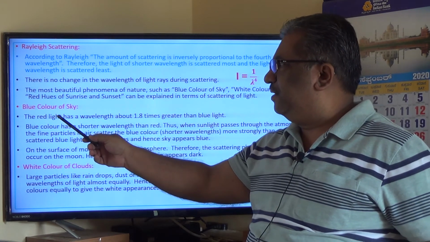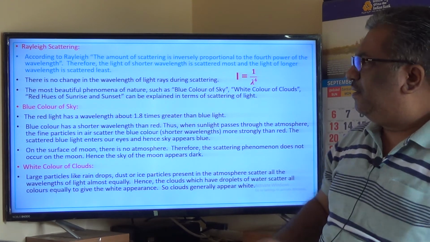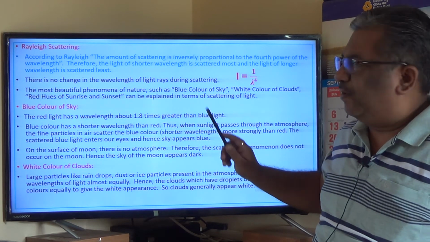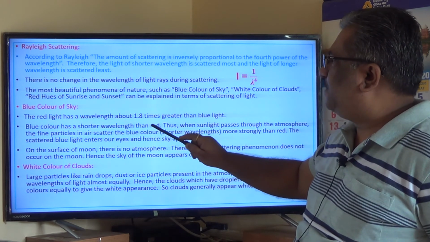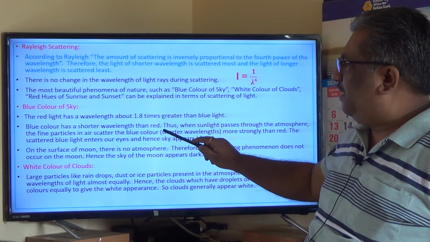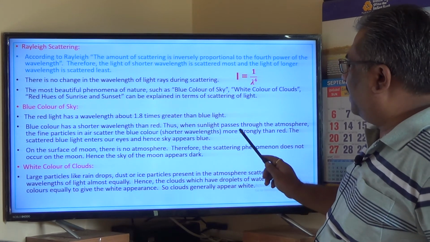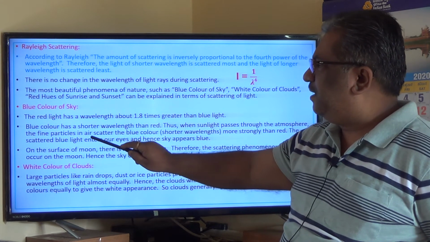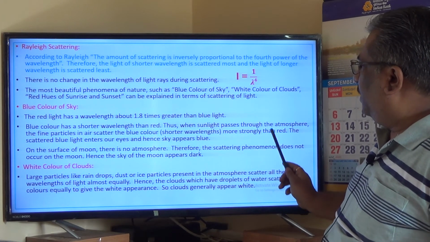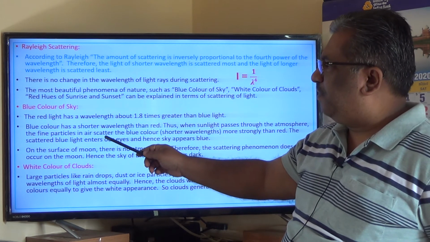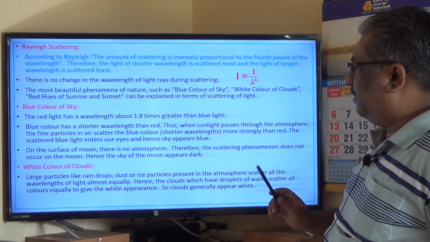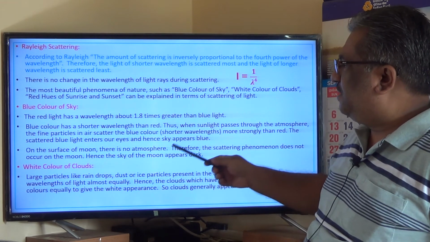Why the color of the sky appears blue? See here, the red light has wavelength of about 1.8 times greater than the blue light. This is given in your textbook. That means the red light has nearly 2 times the wavelength of the blue light. Therefore, blue color has shorter wavelength than red. Thus, when the sunlight passes through the atmosphere, fine particles in the atmosphere or in the air scatter the blue color, which is shorter wavelength, more strongly than the red color. The fine particles of the atmosphere will scatter the shorter wavelength colors more strongly, such as blue color compared to the red color. The scattered blue light enters our eyes and hence the sky appears blue.